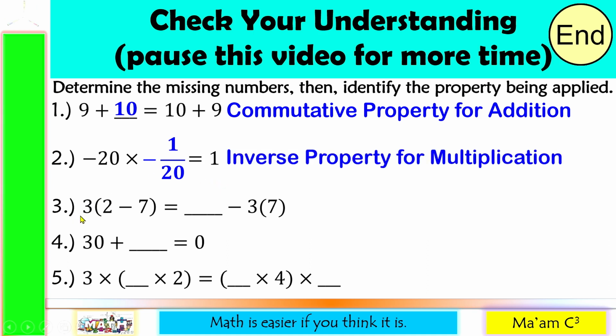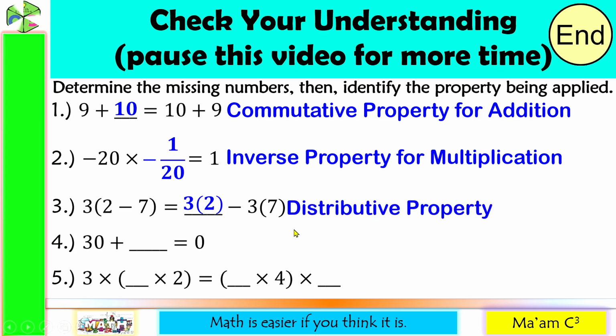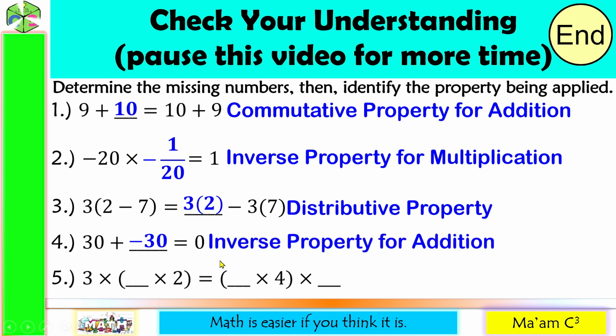Number 3, 3 times the quantity 2 minus 7 is equal to blank minus 3 times 7. So the answer here is 3 times 2. And this is distributive property. Number 4, 30 plus blank is equal to 0. So the answer is 0. We are asked to give the additive inverse of positive 30. And that is negative 30. So this is inverse property for addition.